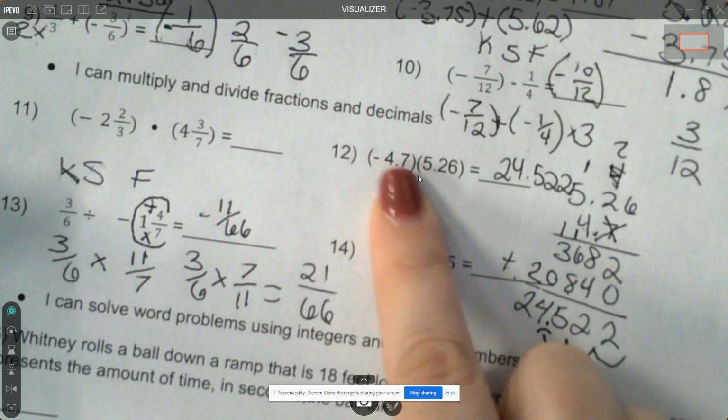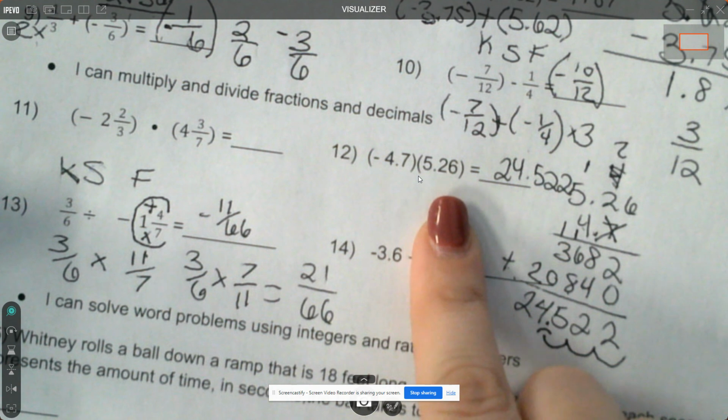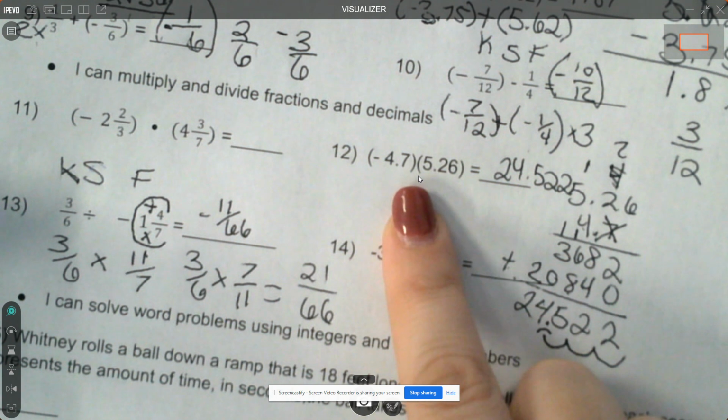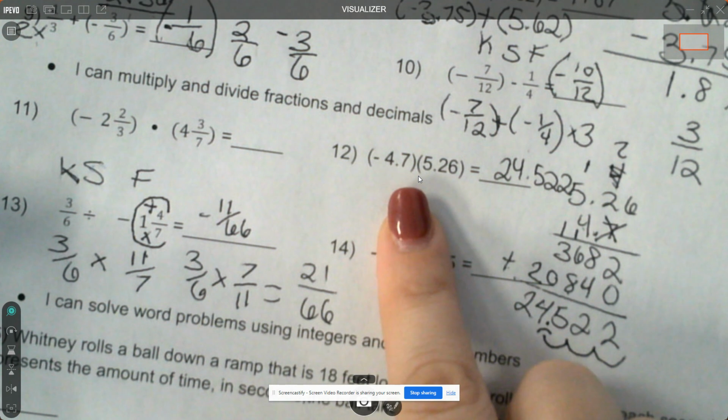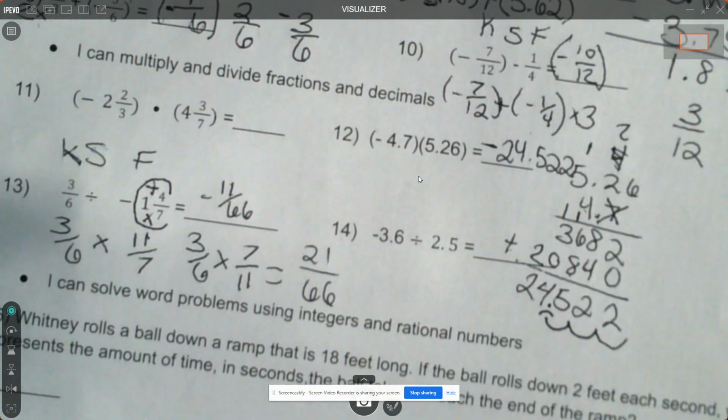I had a negative times a positive. Selena? It's going to be negative because the signs are different. Remember, multiplying and dividing, if they're different, it's going to be negative. Adding and subtracting, you take the bigger number.